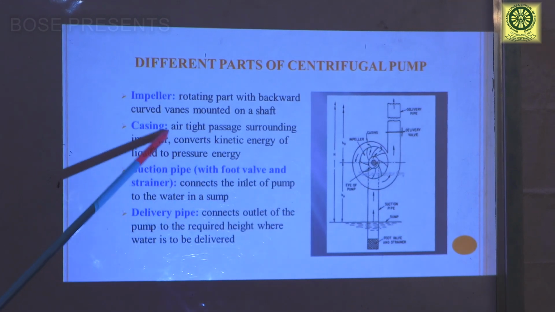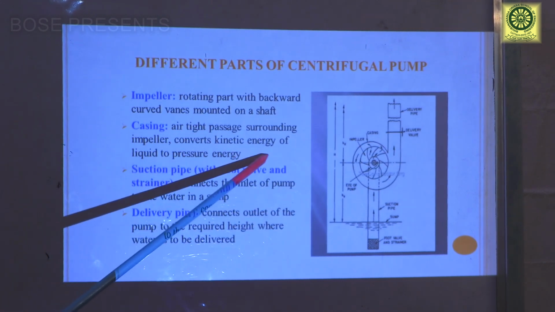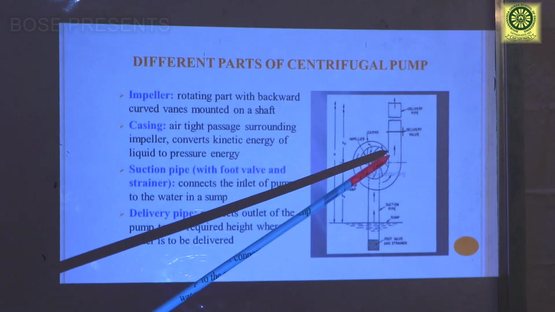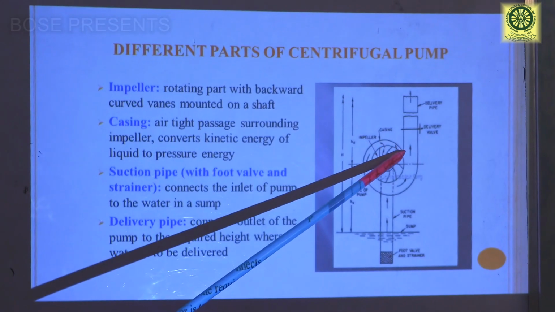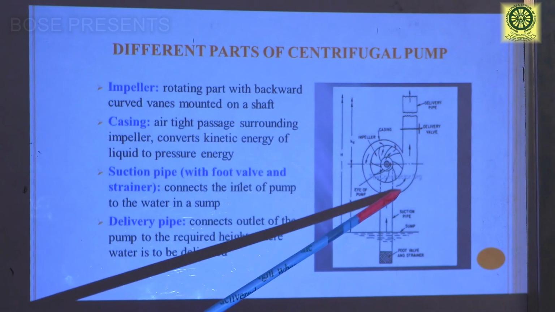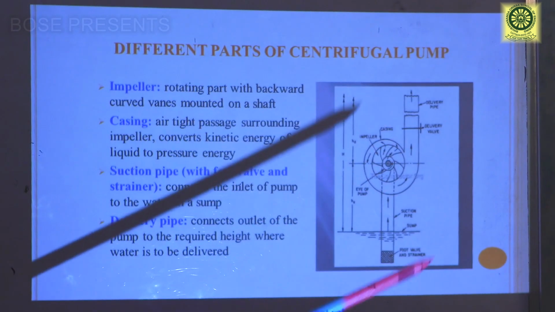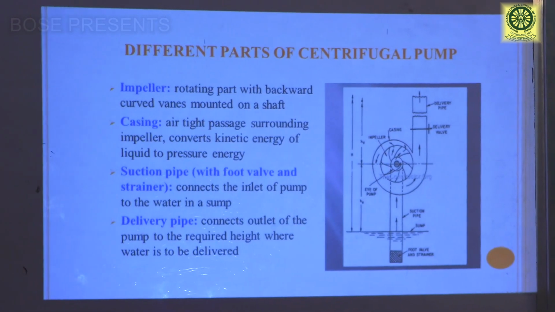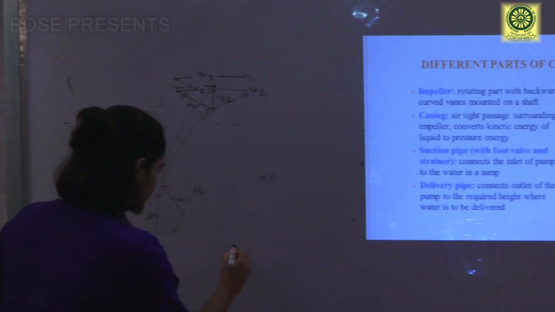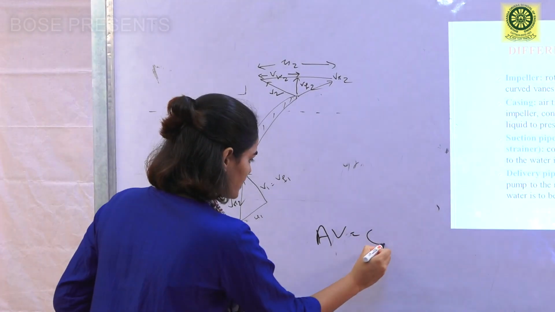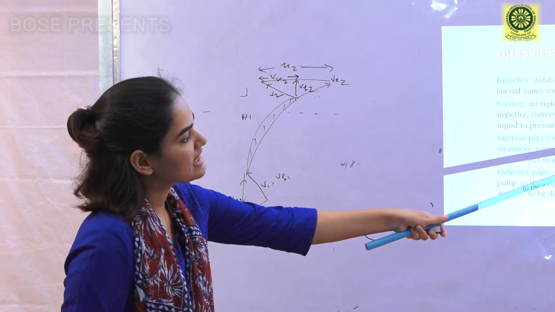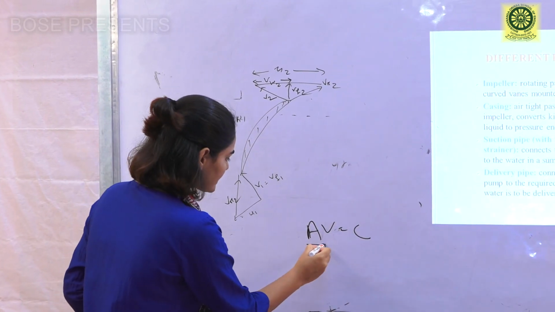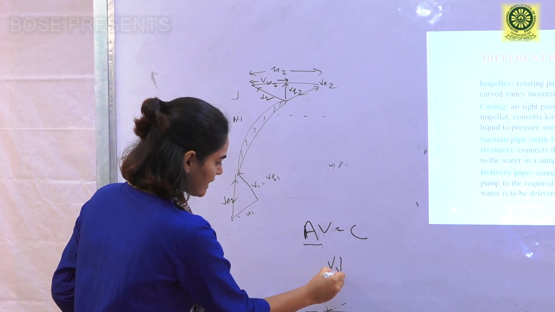Now the casing, how it is converting kinetic energy to pressure energy. In this figure we can see from here to here the area is increasing. And we know that the continuity equation is AV equal to constant. So we see the area is increasing. Area increasing means velocity is decreasing.